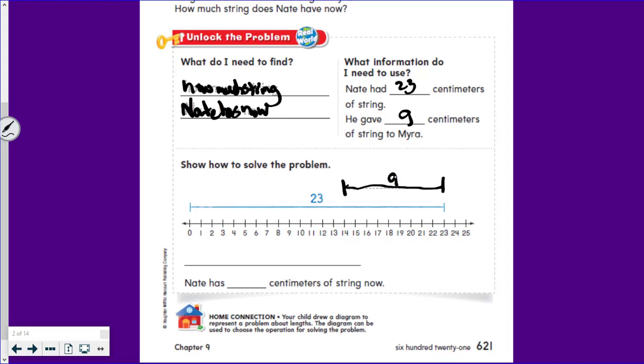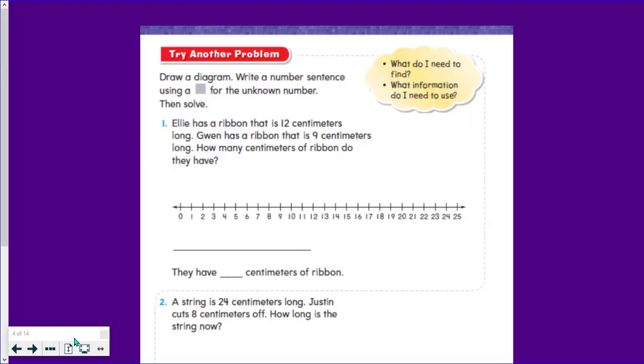So that's 9 hops. Okay, and so we had 23, right? Minus 9 equals blank. And so that's what we have to figure out. And so 23 minus 9 equals, we line up at the 14. 14. So Nate has 14 centimeters of string now. So let's go to the next page and try some more problems.